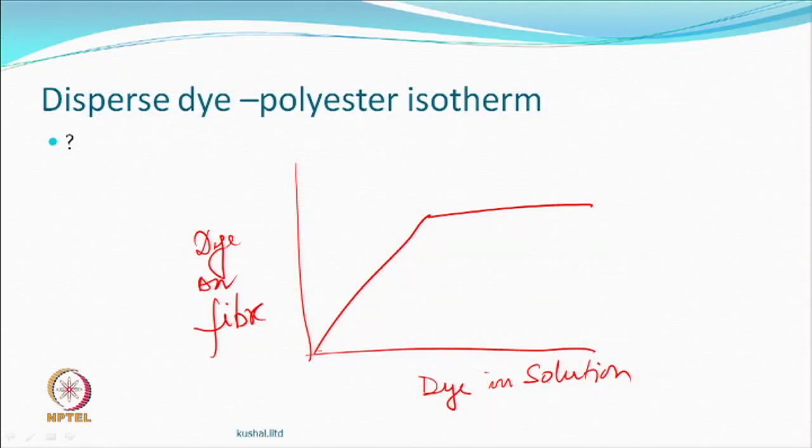So, instead of talking about, let us say, dye in solution, you may say dye available in vapor form, the concentration of a dye in the vapor. That will become important, and dye on fiber of course. So, there will be an equilibrium established, and this would of course change because the concentration of a dye in a vapor can change. And how will it change? It can change because of temperature.